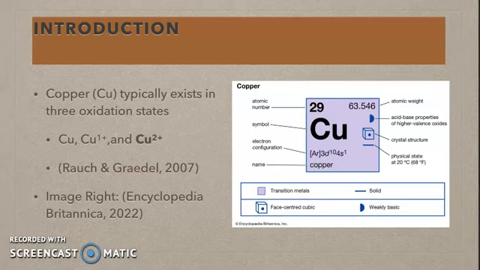Copper is both an element and an essential mineral. Copper typically exists in one of three oxidation states: Cu, Cu1+, and Cu2+, which is the most predominant. Its atomic number is 29 and atomic weight is 63.545.